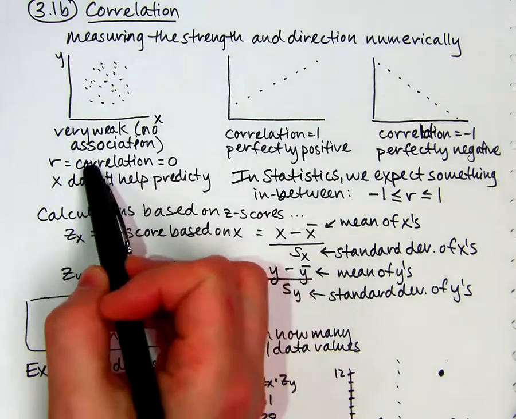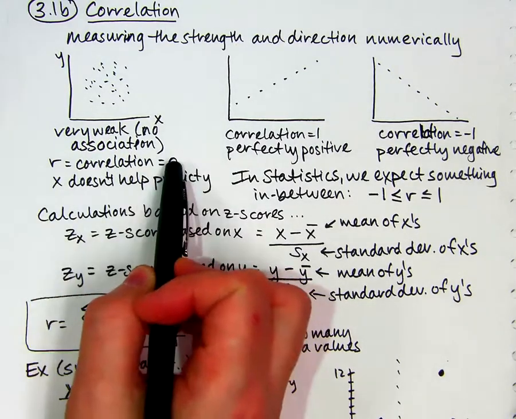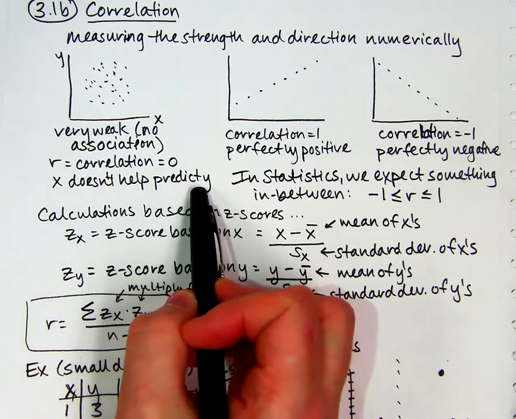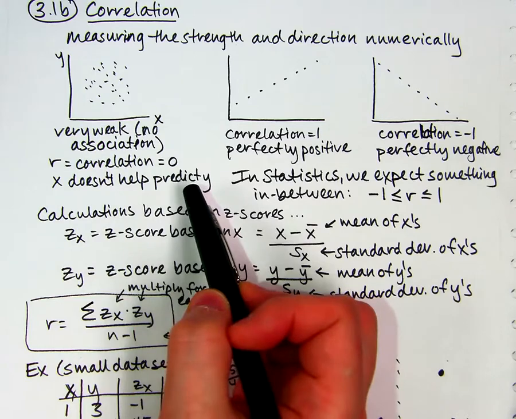And the correlation is called R, and that would be a correlation of 0. It means that X does not help us predict Y at all. And so that's like no relationship at all between the variables.